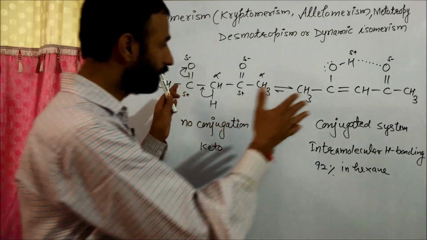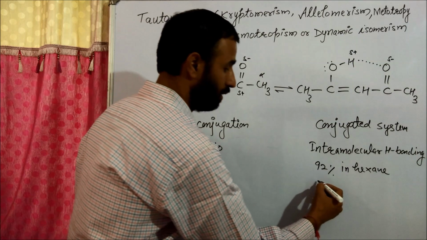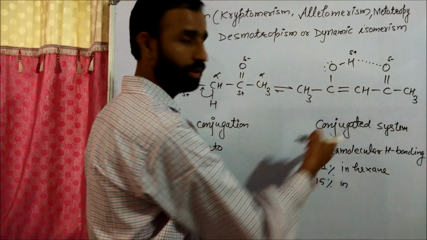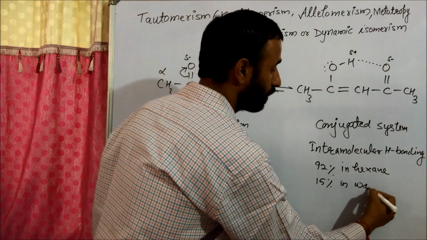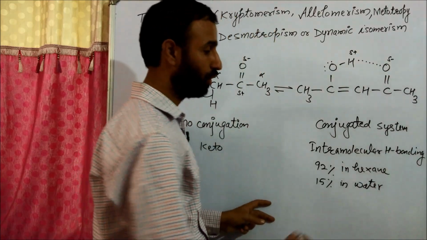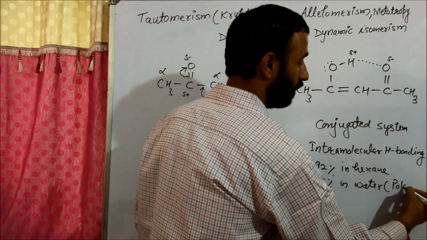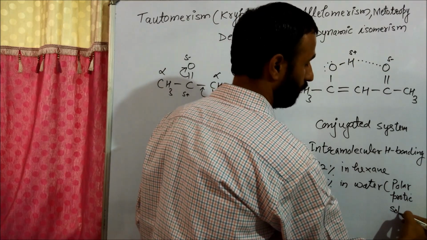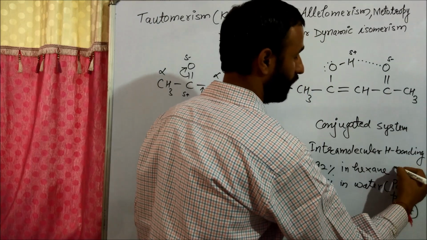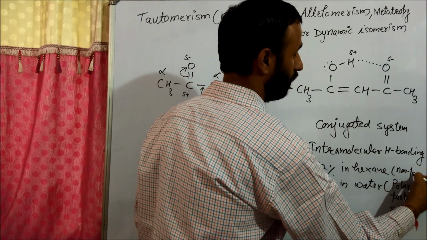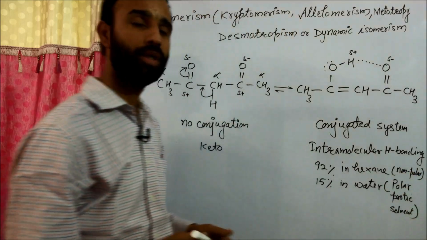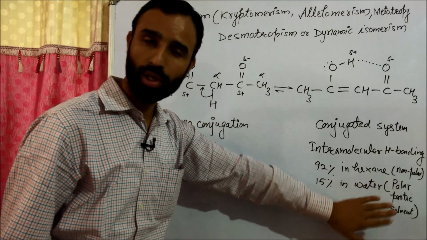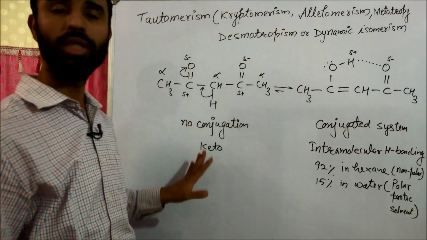For example, in this case, only 15% of enol form is there in water, because water is a polar protic solvent, but hexane is non-polar. So non-polar solvent favors enol content and polar protic solvents favor keto form.